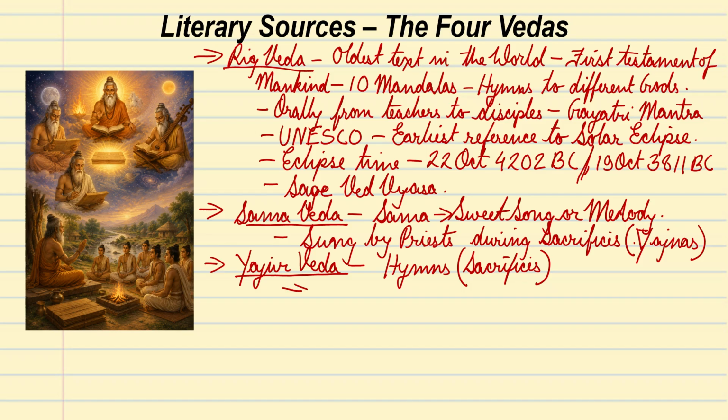There are two parts of Yajur Veda. First is black. This black is called Krishna Yajur Veda.